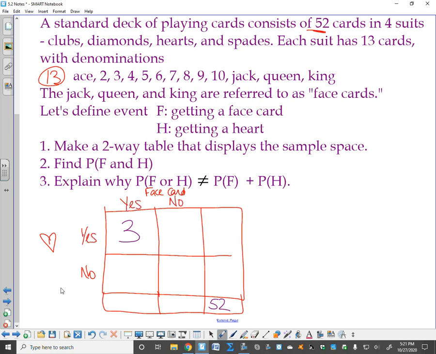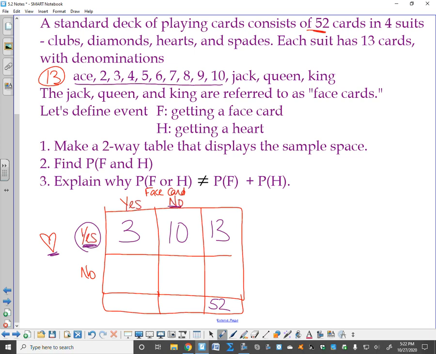Okay, now let's do heart. So yes on heart, but not a face card. That's all of them, ace through 10. Again, remember there were 13 in a suit. 3 of them are face cards, so 10 of them are not. So that's 10. Yes, they are a heart, but no, they are not a face card. Then that total is 13, which makes sense because there are 13 hearts.